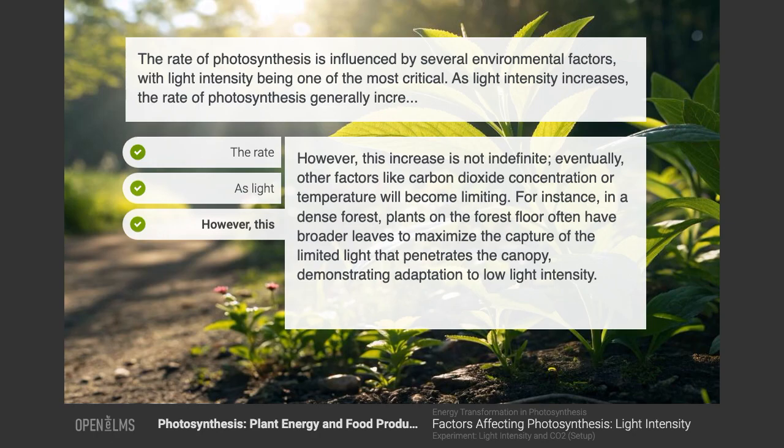For instance, in a dense forest, plants on the forest floor often have broader leaves to maximize the capture of the limited light that penetrates the canopy, demonstrating adaptation to low light intensity.